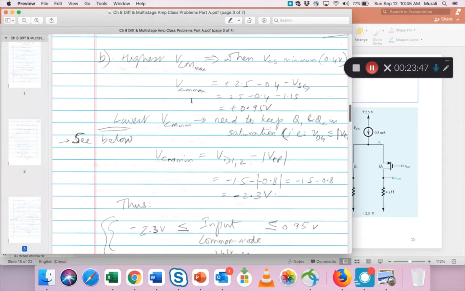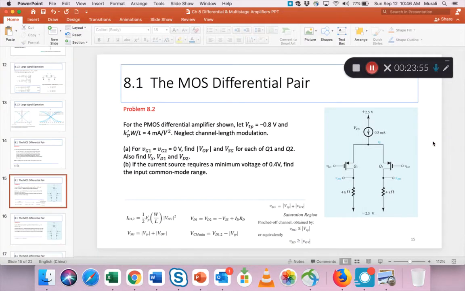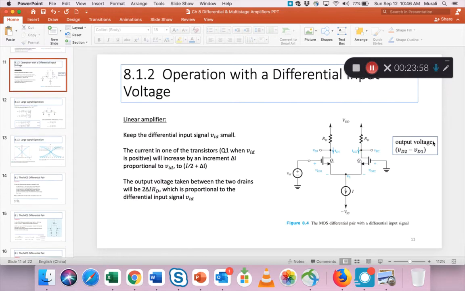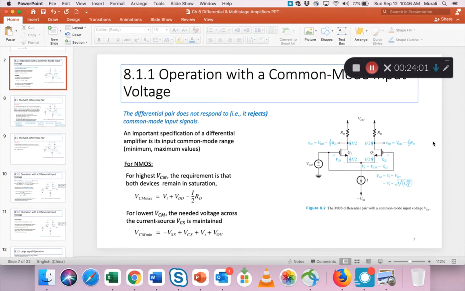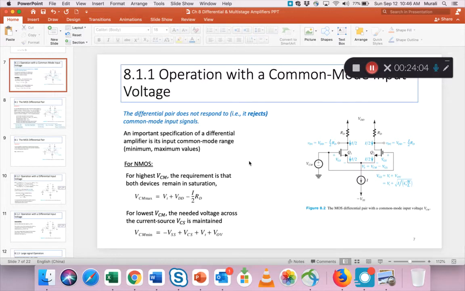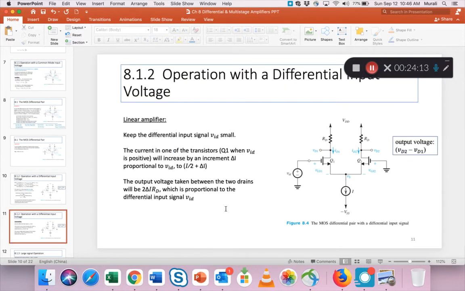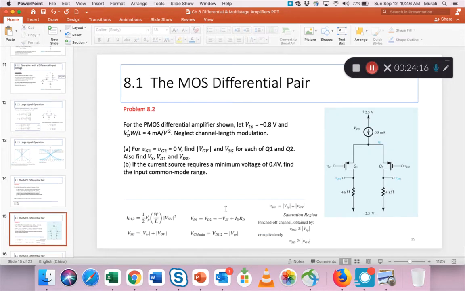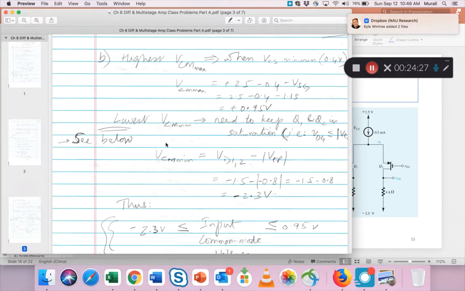So this VCM max and VCM min calculation is the opposite of what we see for NMOS. So I'm going to go back just quickly to slide 7. What you see for max and min here is reversed in the case of PMOS. So just remember that fact. The definition is still the same, but the calculation logic is slightly different.